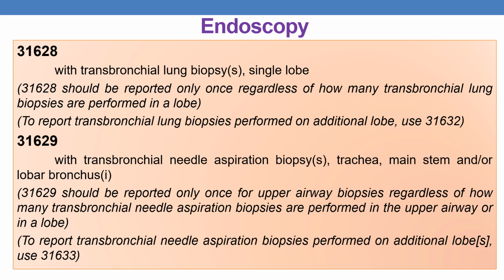The next CPT is 31629. It deals with bronchoscopy, rigid or flexible, including fluoroscopic guidance with transbronchial needle aspiration biopsy, trachea, main stem and or lobar bronchus. And 31629 should be reported only once for upper airway biopsies, regardless of how many transbronchial needle aspiration biopsies are performed in the upper airway or in the lobe. And to report transbronchial needle aspiration biopsies performed on additional lobes, you need to use 31633.